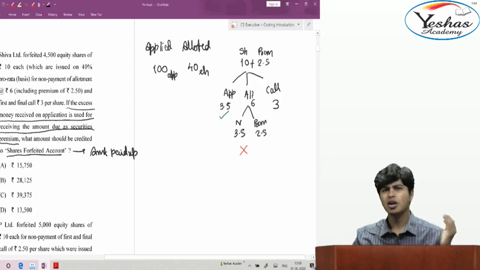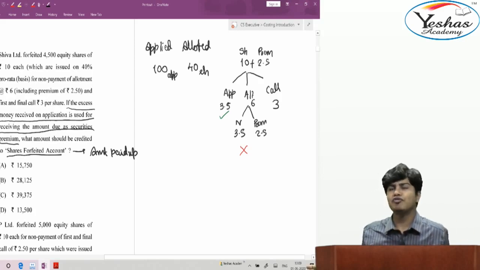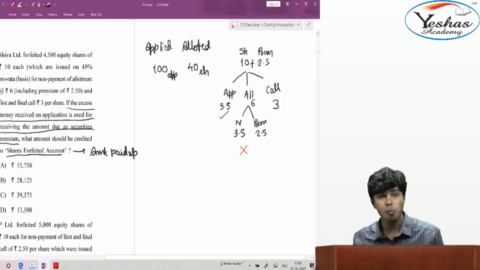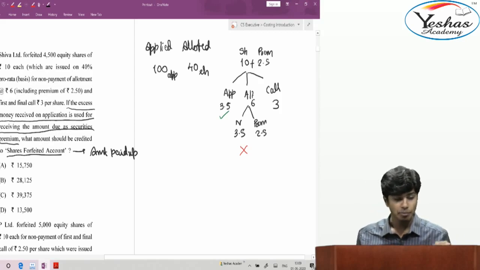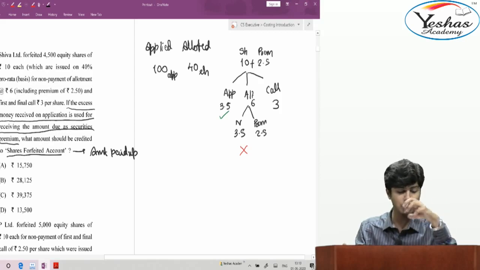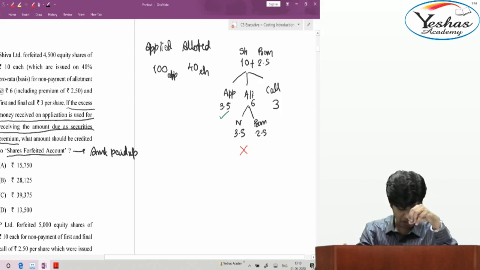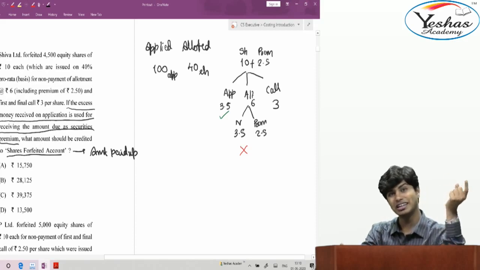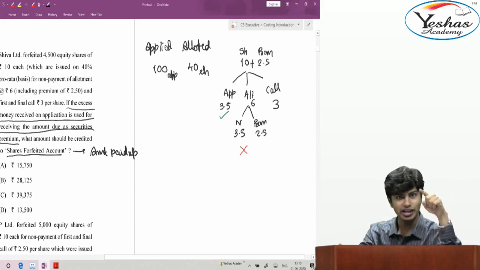You get that? Now why should we do this? Sir, 4,500 shares are forfeited, against which 3.5 is collected. So 4,500 into 3.5. Can I do that as my answer straight away? The answer is no. You can't do it upfront that way, because with respect to this particular shareholder, he might have applied for way more shares than 4,500. So he might have paid a little excess money on application. You get that?